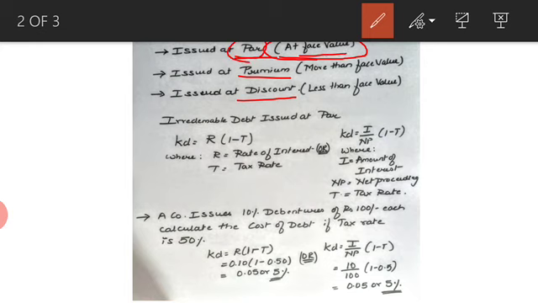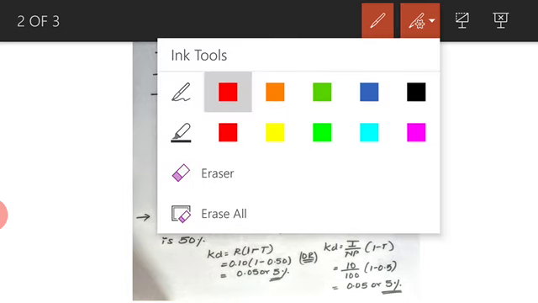Whereas if the same debentures, let's say company issues debentures of rupees 10 each at rupees 15, that means you are charging something extra. So it is called as premium. So if you issue a debenture more than the face value, it is called as issued at premium.